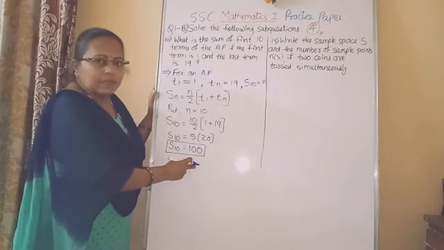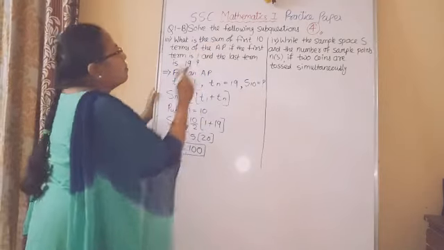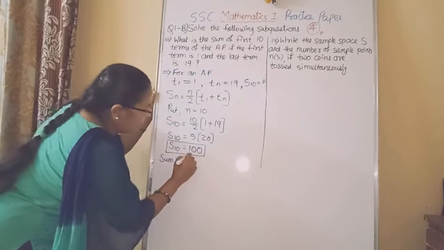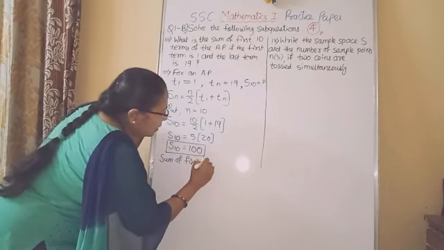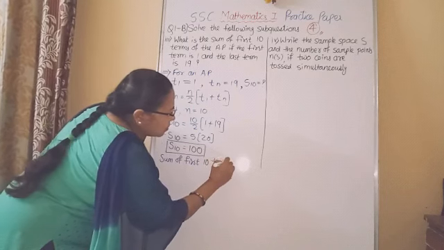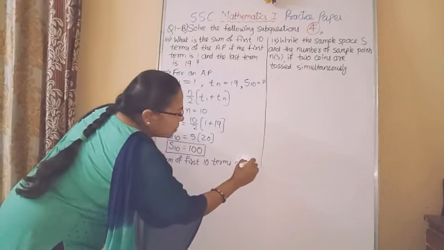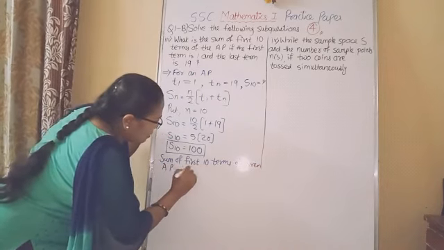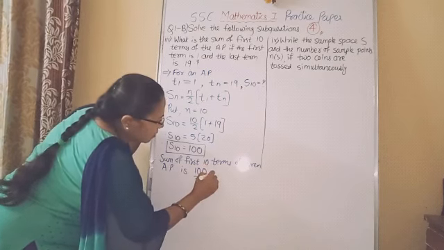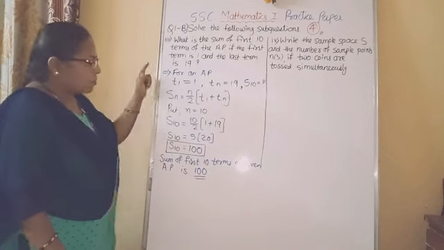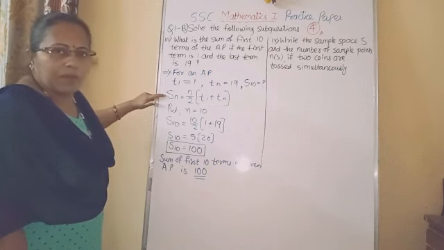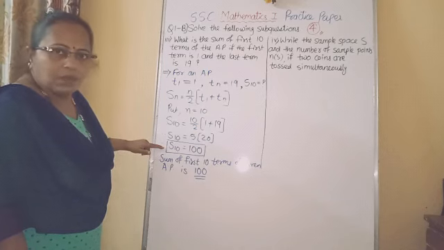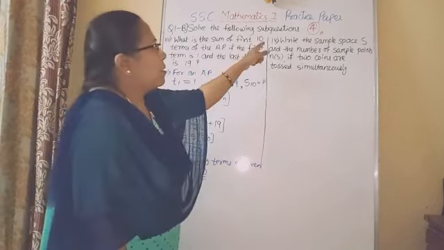Okay, now write the answer in statement. Therefore, sum of first 10 terms of given AP is 100. Follow this solution. So here for the formula half mark is given and for this answer half mark is given. Okay. Question number 4.